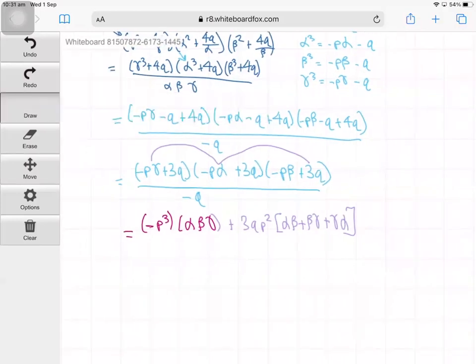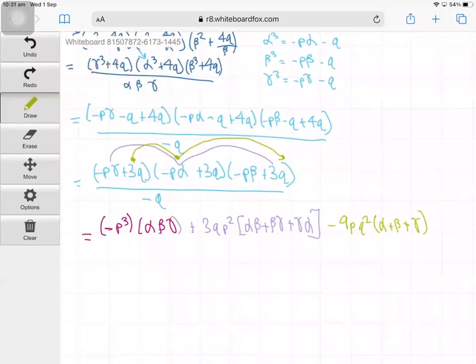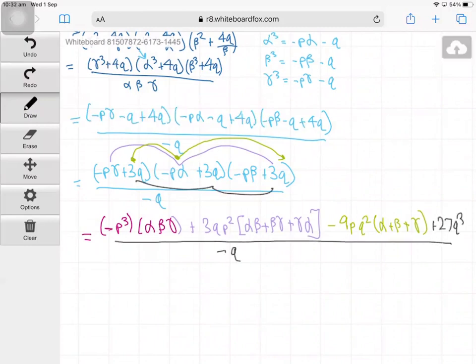And now we can look at the alpha plus beta plus gamma term, where we have 3q and minus p alpha and 3q here, which means it will be minus 9pq squared times alpha plus beta plus gamma. And the final term is going to be plus 27q cubed. And now you divide by negative q.